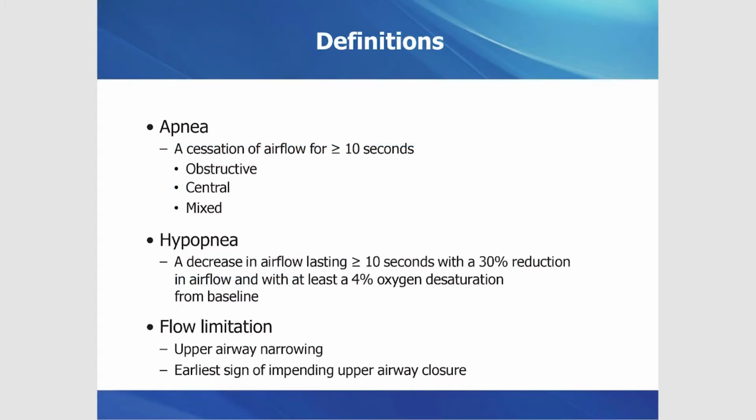So definitions: apnea means stopping breathing, basically. We define that on a sleep test as cessation of airflow for at least 10 seconds. It can be obstructive, central, or mixed. A hypopnea is kind of a shallow breath during the nighttime, defined as a decrease in airflow of at least 10 seconds with a 30% reduction in the airflow. It's not a complete stopping of breathing, but it's a shallow breath. As a result, your oxygen level is dropping with that event. And there's flow limitation, usually due to upper airway narrowing.